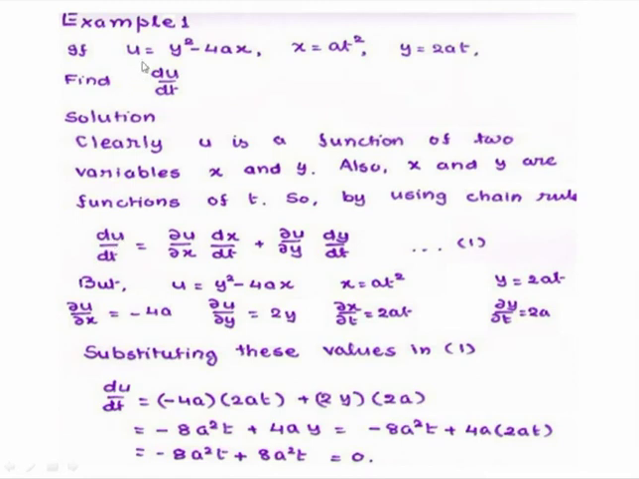Now let us take some examples. So the first example: if u is equal to y square minus 4ax, x is equal to at square, y is equal to 2at, then we want to find du by dt. So it is like that. u is a function of x and y, and x and y are functions of t, and we want to collect t from u. So we first collect x and y from u, and after getting x we are collecting t from x. And t is a function of one variable, so we write dx by dt.